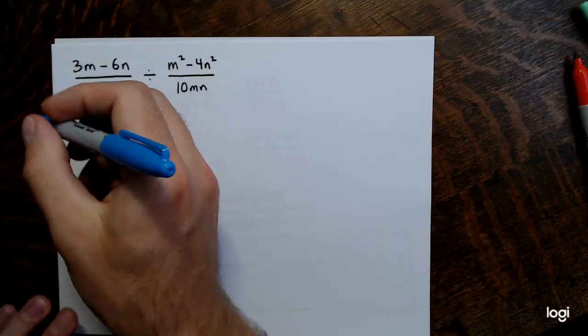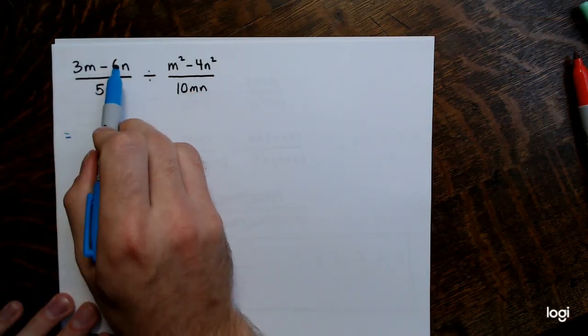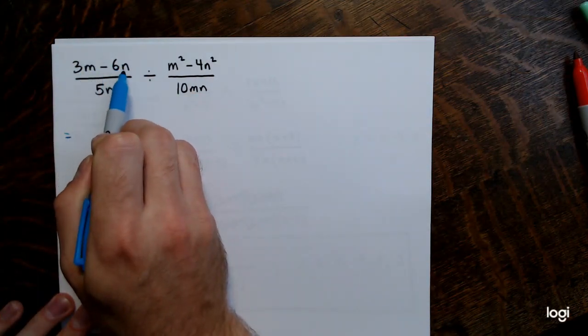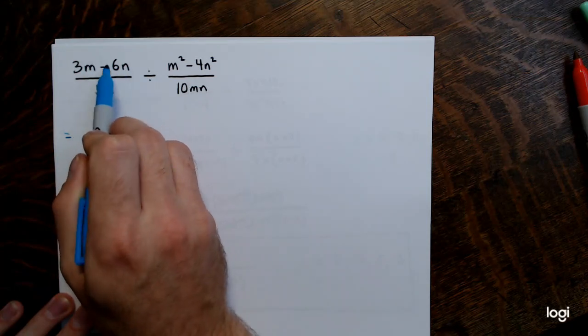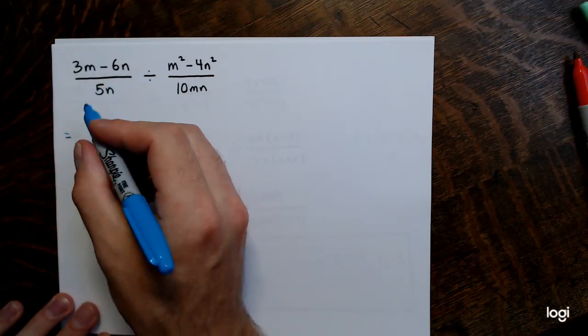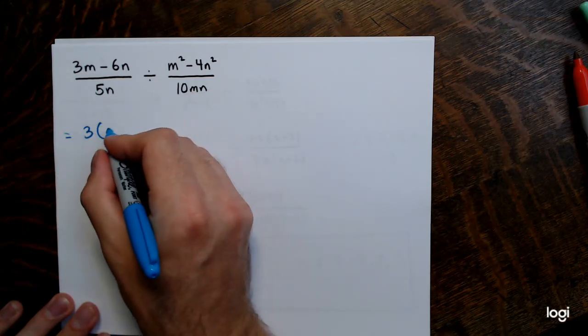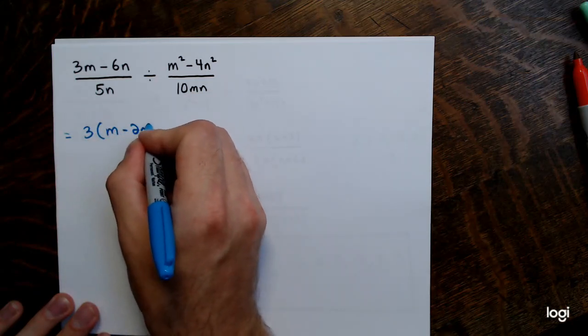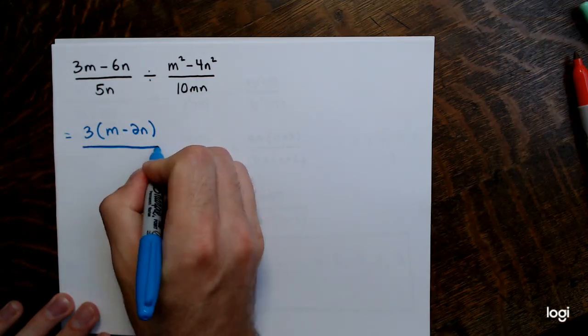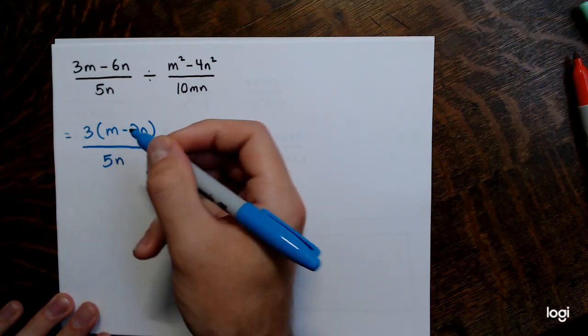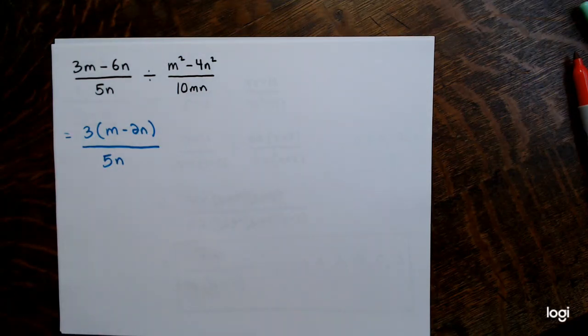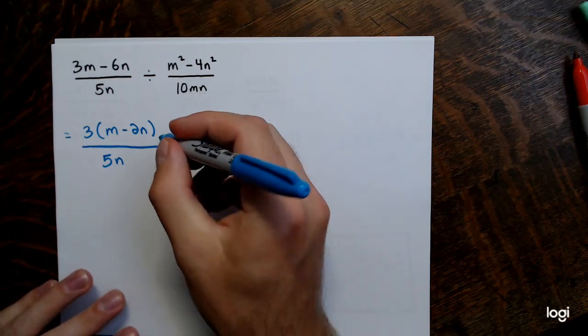I'm going to factor everything, right? So the greatest common factor of 3m minus 6n, now with 2 variables, m and n, is 3. So I pull 3 out, and then there'd be m minus 2n left over, and 5 times n. None of those break down any further. 5 is prime and n is just n.